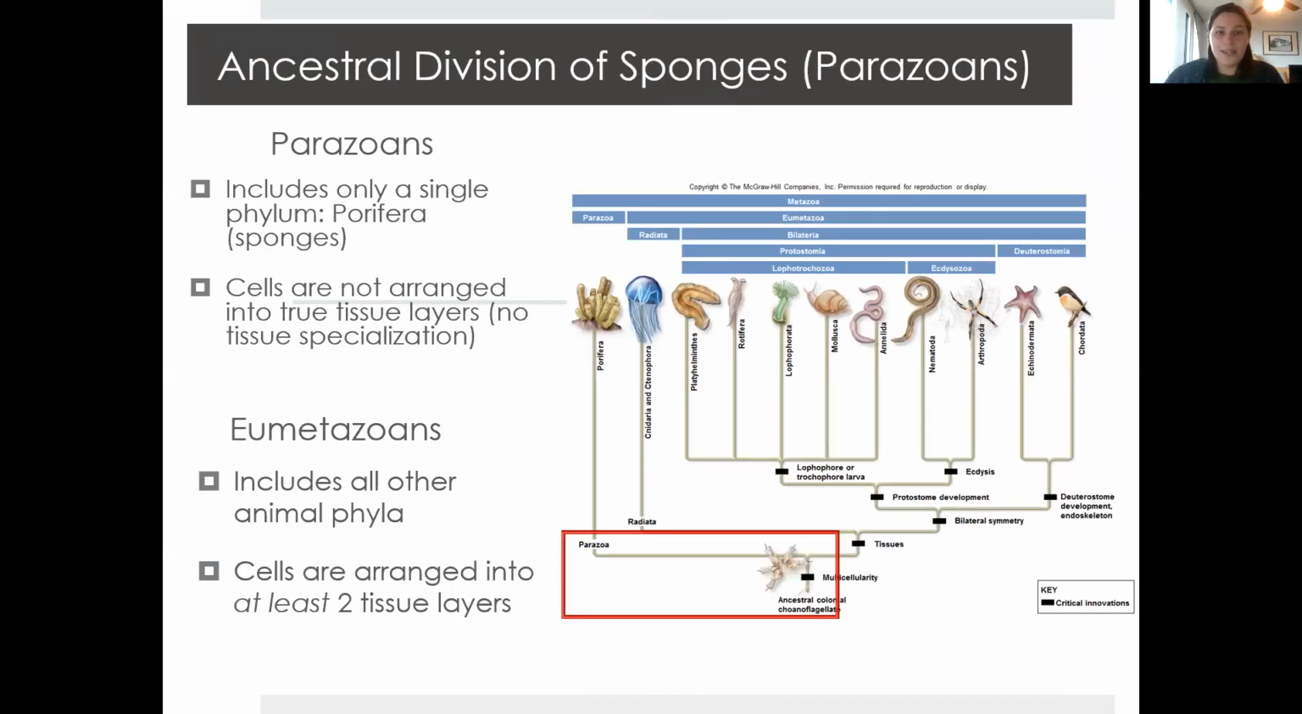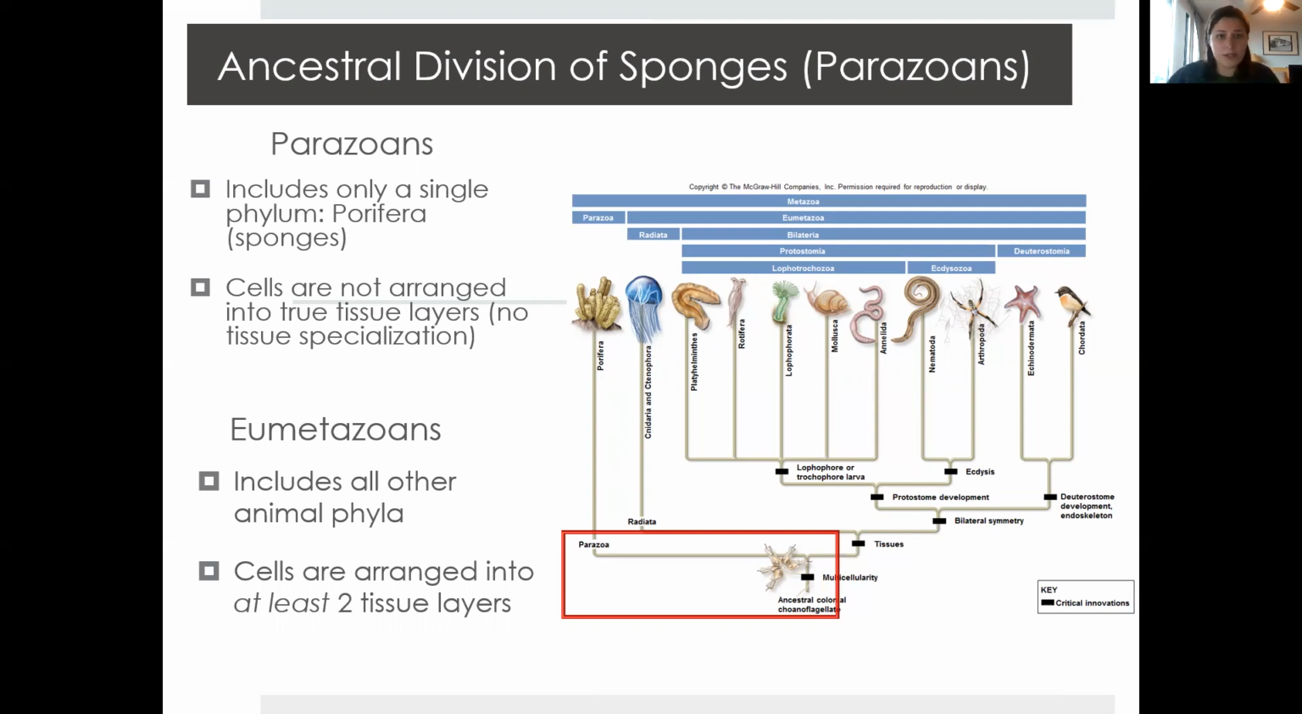So here we're looking at our parazoans. So this only includes sponges, which is the phylum Porifera, and something that is extremely distinctive is that there's no true tissues. So they have no tissue specialization. And that's one of the main ways that these groups are divided and categorized. So one is divided by tissues, and the other is the method of embryonic development.